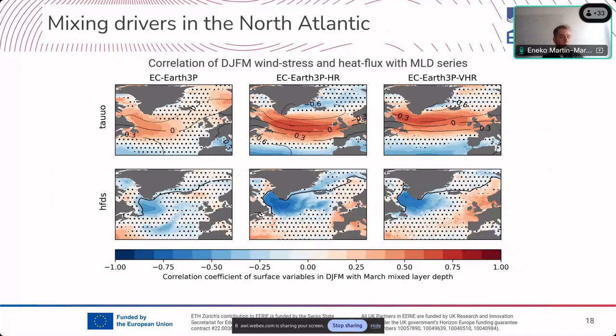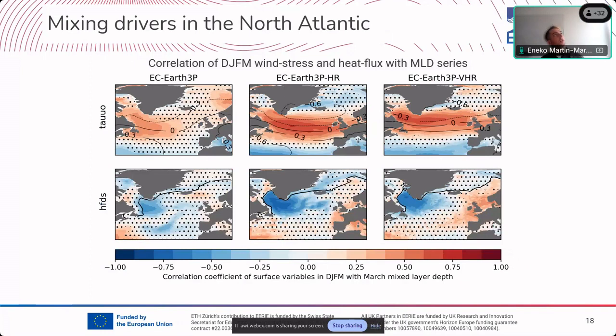But then, if we move now to check the surface variables in the whole region, in this case we have two different variables. In the first row we have the eastward wind stress correlated to the March mixed layer depth time series. And in the second row, we have the heat flux downward at the surface. So this means the heat flux taken by the ocean correlated with the March mixed layer depth.